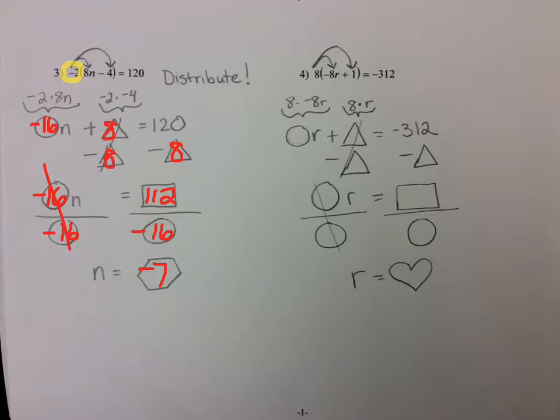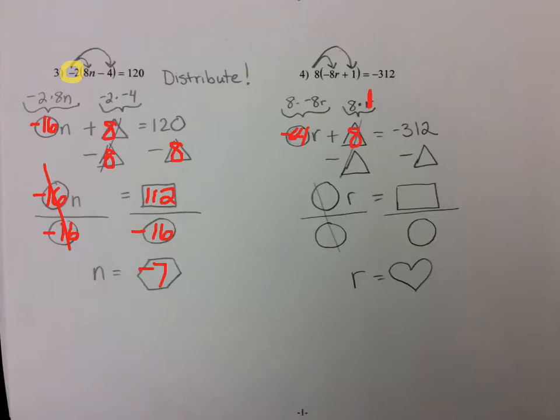We're going to do 8 distributed through to -8r and to +1. Oh, and I actually have a mistake here on this, so fix this on your paper. This should say 1. But the first thing I'm going to do is 8 times -8r. So 8 times -8 in my calculator is -64. So my circle becomes -64. And then I have to do 8 times 1, which is 8. So my triangle becomes 8, equals -312.